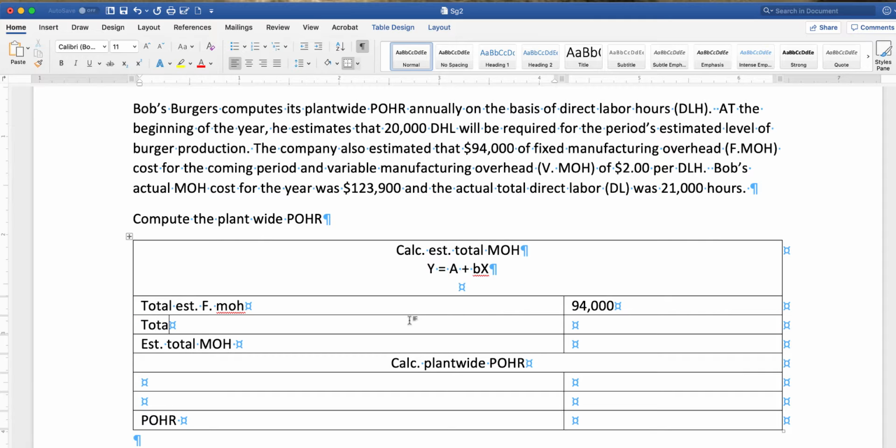What is the total estimated variable MOH costs? Well, that's easy. I know that we estimated $2 per direct labor hour times the estimated activity base. Well, Bob estimated 20,000 direct labor hours.